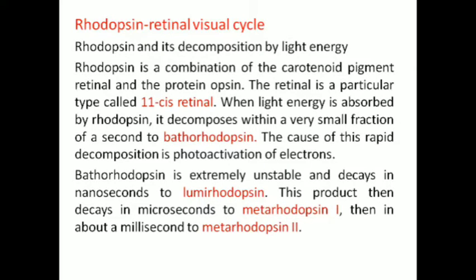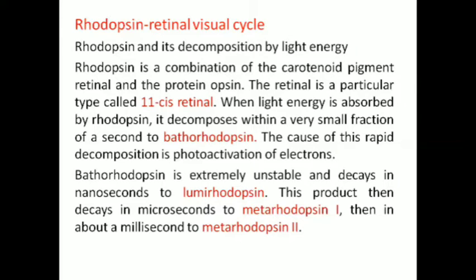Now coming to the rhodopsin-retinal visual cycle. This is a very important topic. Rhodopsin undergoes decomposition on exposure to light energy. Rhodopsin is a combination of the carotenoid pigment retinal and the protein opsin. Rhodopsin is present in the rod cells, mainly in the outer segment of the rods. The retinal is a particular type called 11-cis retinal. The retinal which is found in rhodopsin is 11-cis retinal.